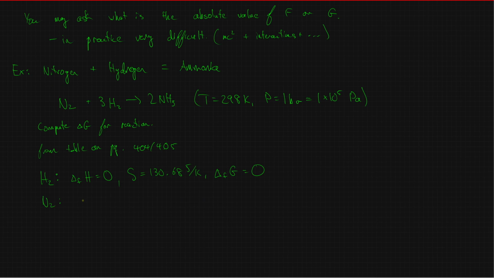Again, for nitrogen now, you could probably guess this. So this is also 0. In this case, S is 191.61 joules per Kelvin. And again, this is just going to be 0.